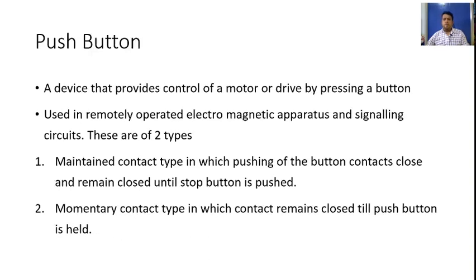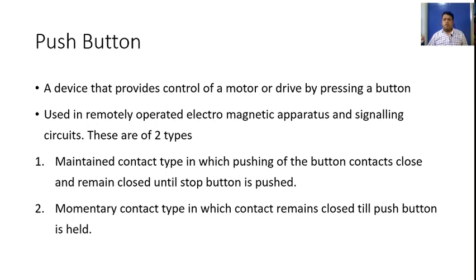Coming to the push button: it is a device that provides control of a motor or drive by pressing a button. This is the thing you have to understand here. The push button is nothing but a device that provides control of the motor or drive by pressing a button itself. Used in remotely operated electromagnetic apparatus and signaling circuits, there are two types. What are these two types of push buttons?